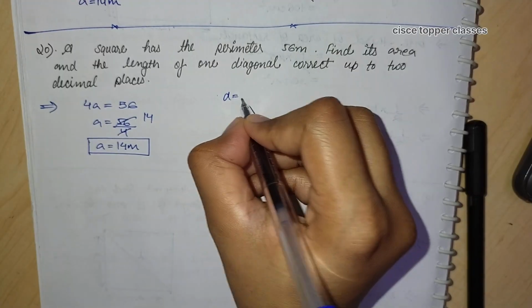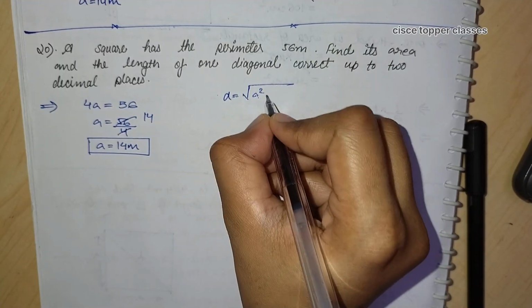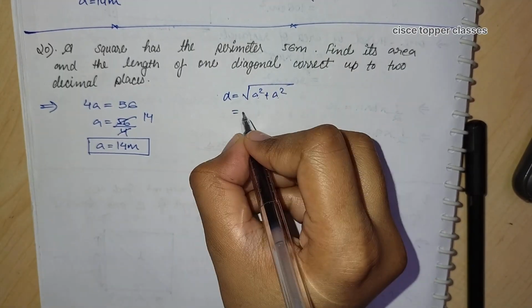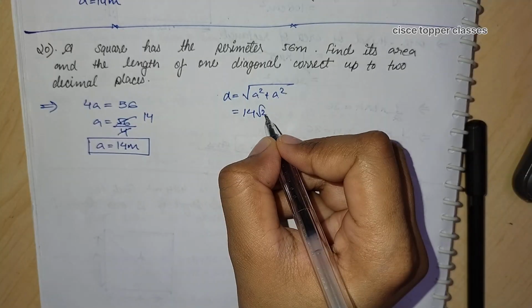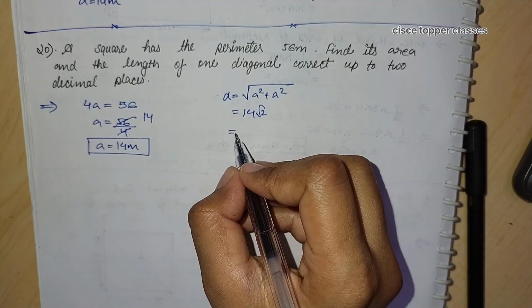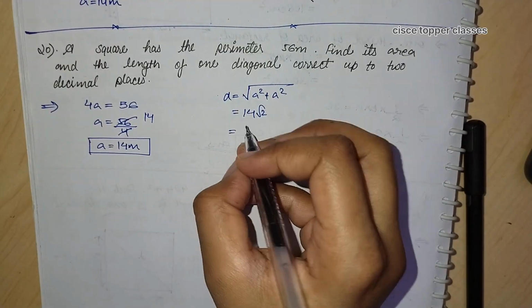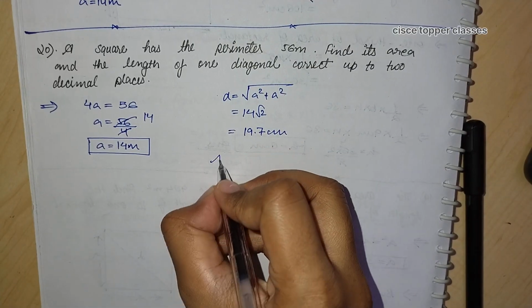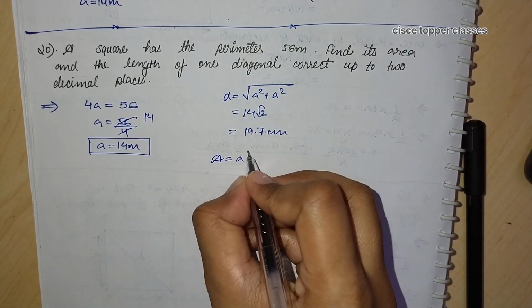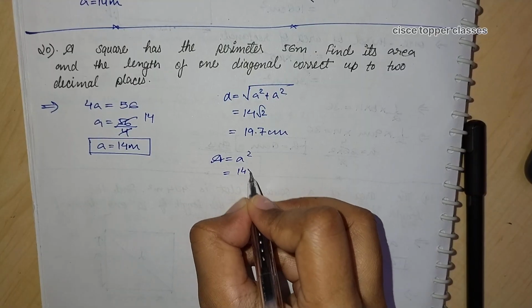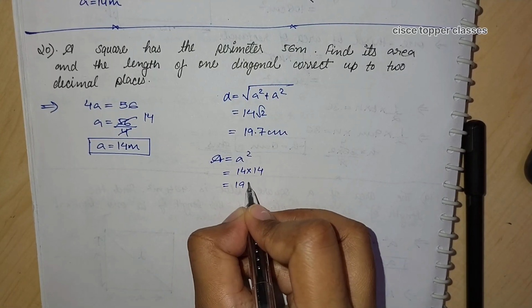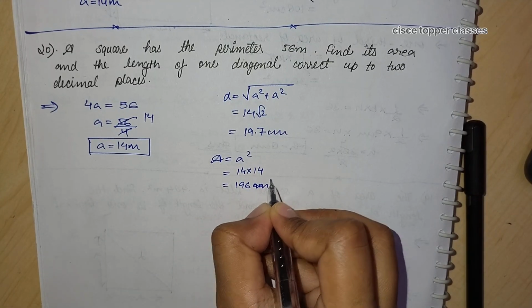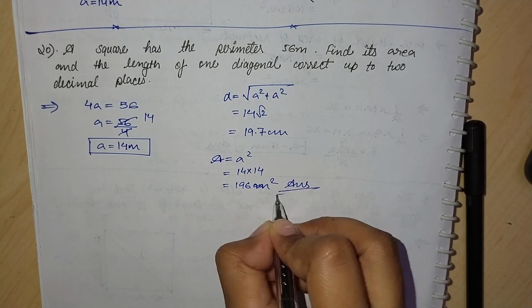Now we have to find the diagonal, means under root a square plus a square means 14 under root 2. So if we multiply this, we'll get the answer here and it is 19.7 centimeter. Now we have to find the area. Area is equal to a square, means 14 into 14, which is equal to 196 centimeter square. So this is the final answer here in this question.